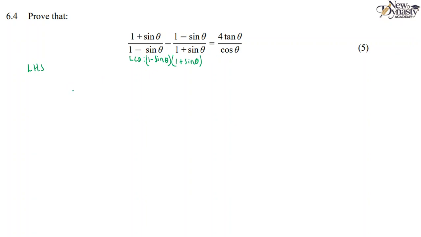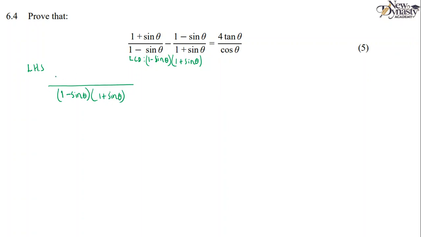Then we are simplifying. We put our LCD in our denominator, 1 minus sine theta and 1 plus sine theta. Then we go back to our equation there. We're saying that 1 minus sine theta goes into the LCD. So they're going to cancel. You're going to be left with 1 plus sine theta.